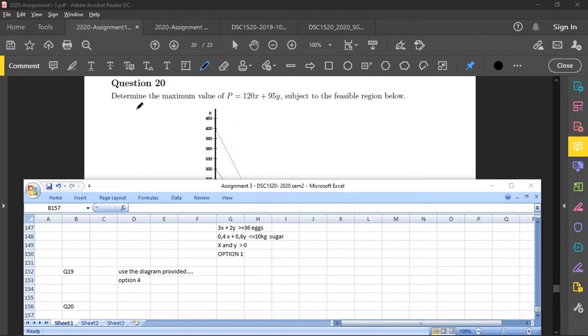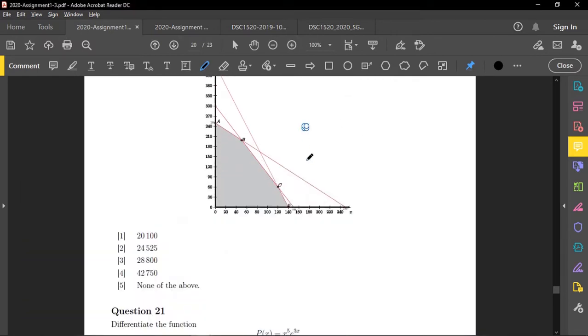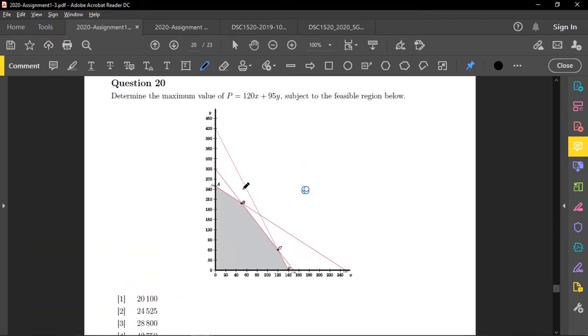Okay, question 20 says, determine the maximum value of this subject to the feasible region below. Okay, so they've obviously drawn the diagram for you. So we're looking at this equation and we're looking at the maximum. So obviously it'll either be here at point A, there at point B, or there at point C, or at that point. So you have 4 possible options in terms of answers where a maximum will potentially occur. All right, so we need to identify those amounts.